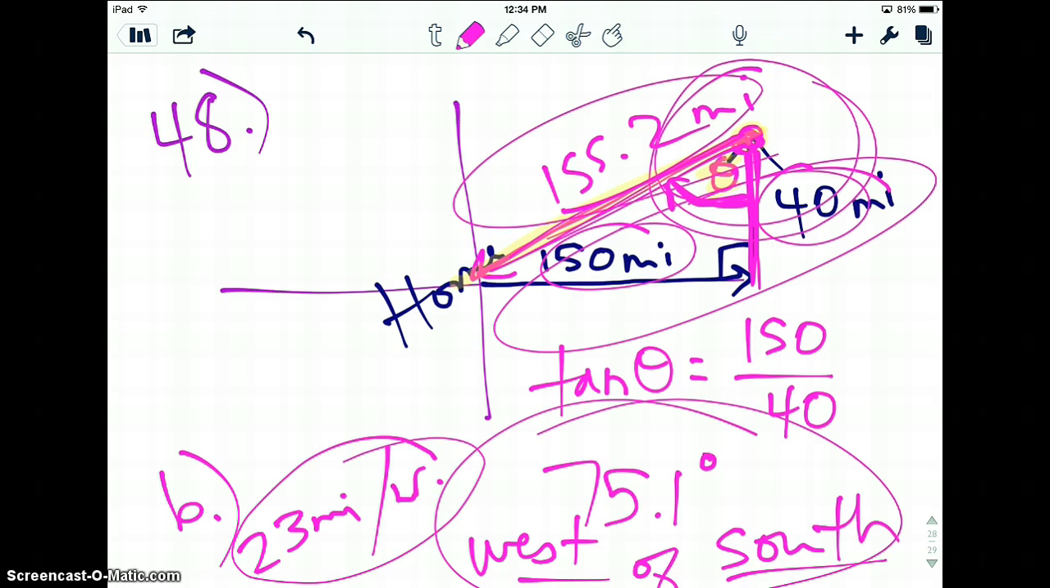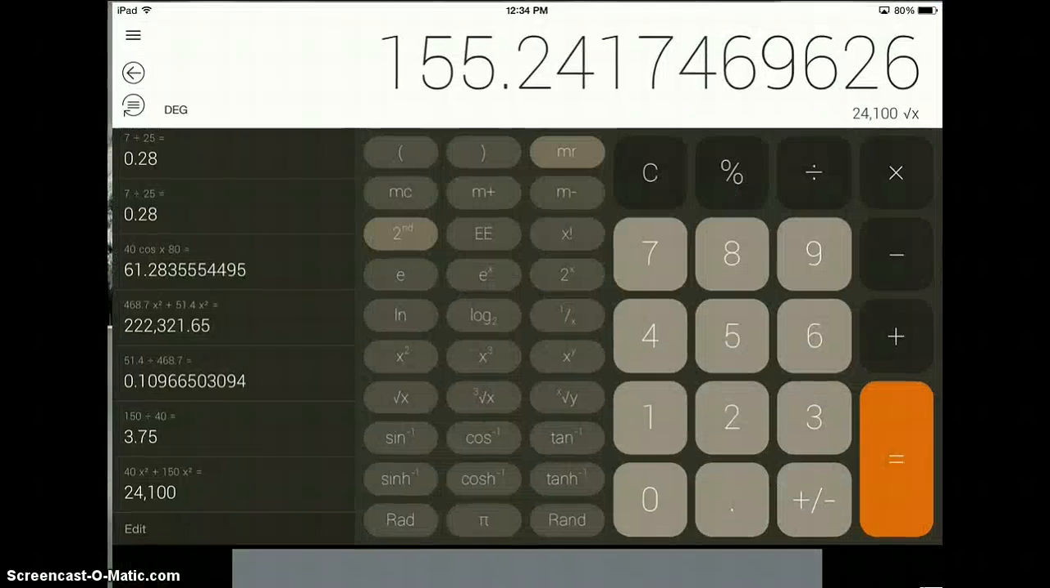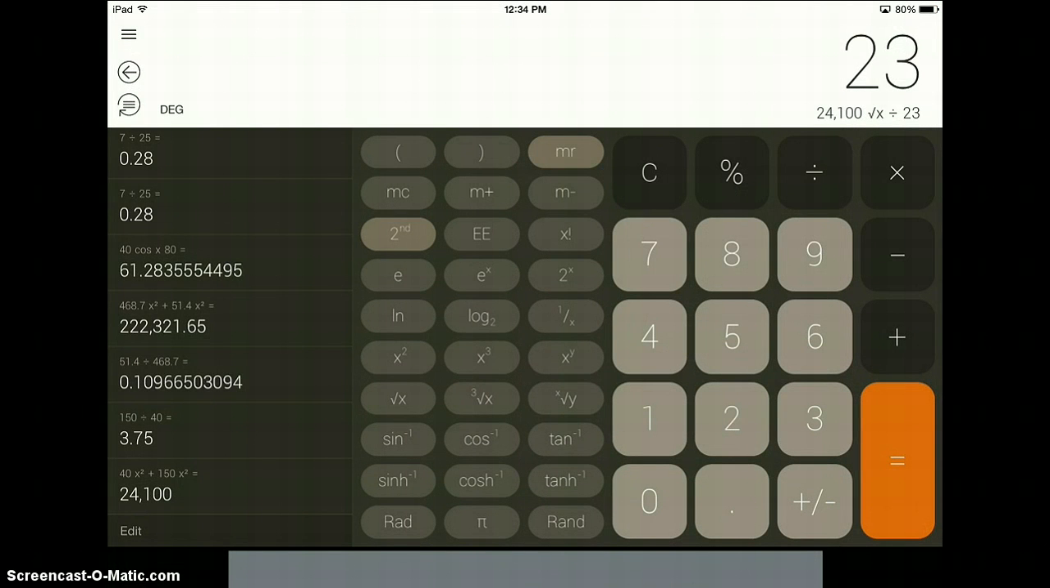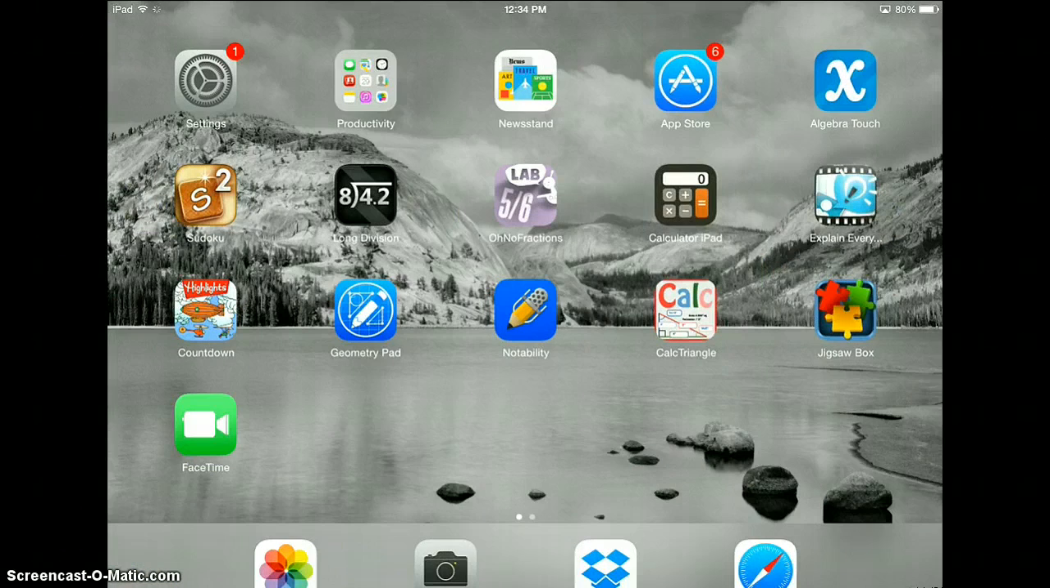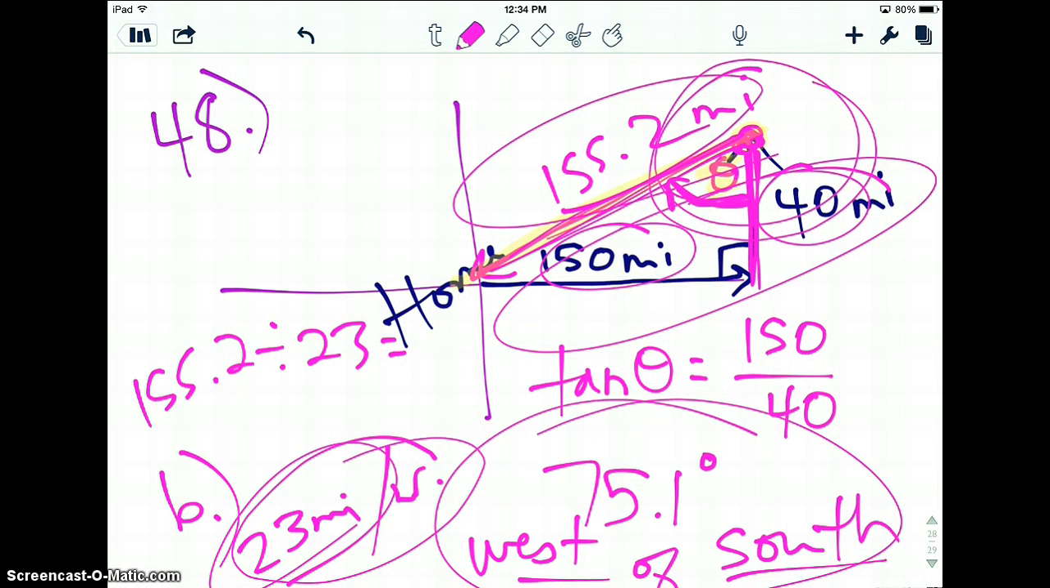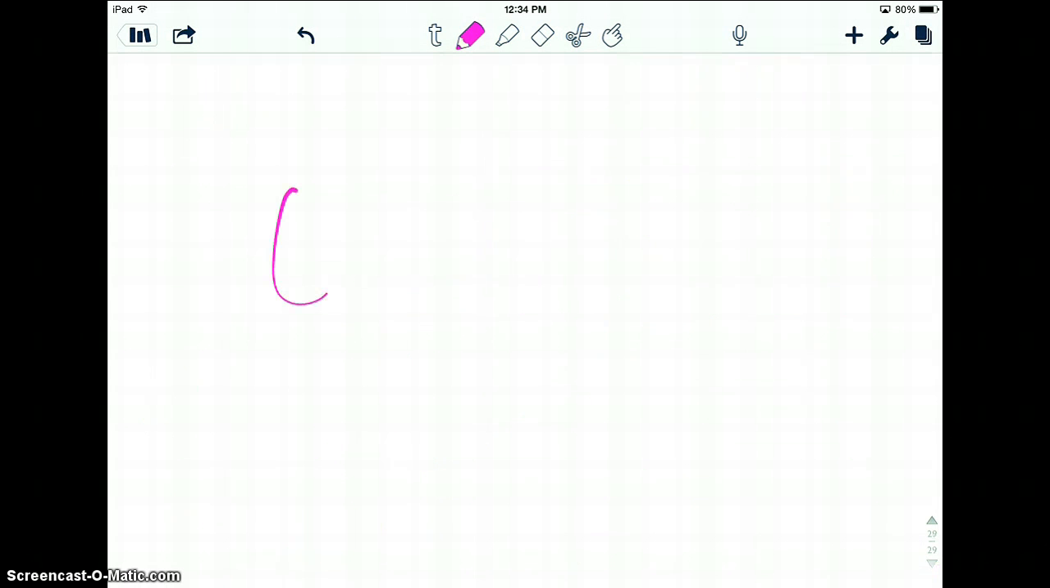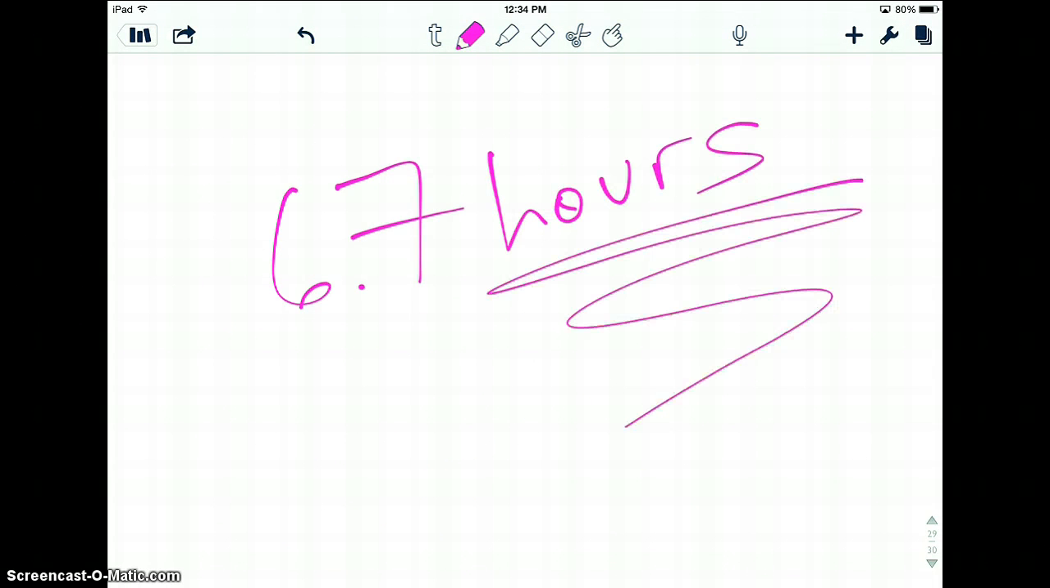So what would I do with these two numbers? Well, if every hour they're going 23 miles, I'm going to take 155.2 divided by 23 to see how many hours it's going to take them. Divided by 23. And it's going to take them about, rounded to the tenth, 6.7 hours. Wow, that's a long time to be on a boat to get home. But you know what? Then they get home. And they get a really nice meal, right?